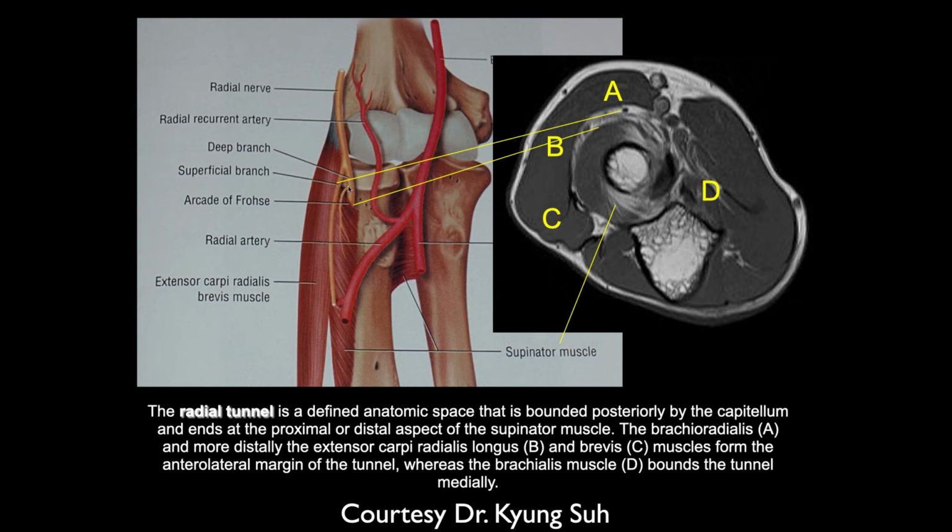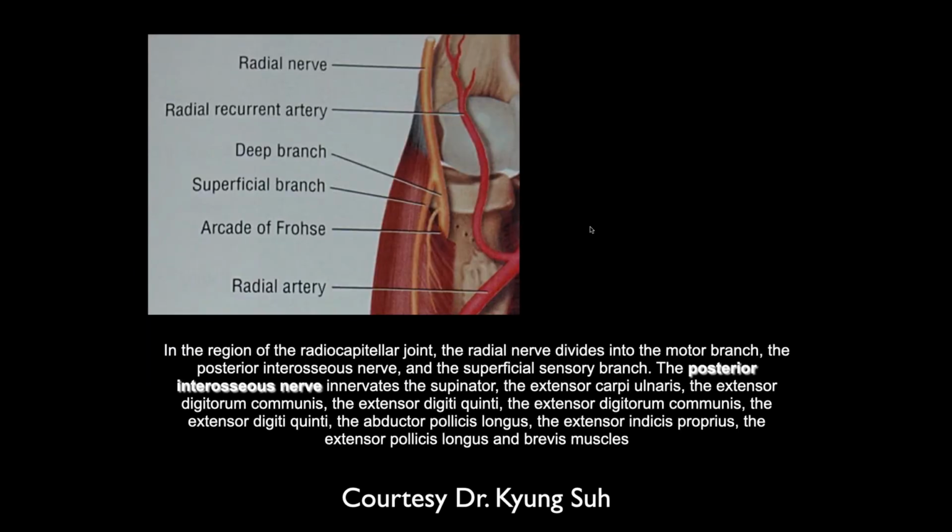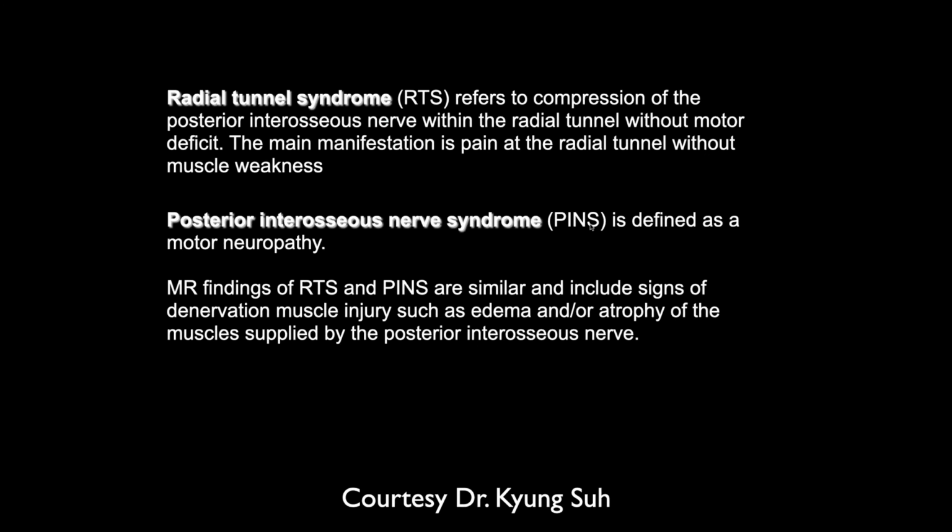Another example, the artery also goes in this area. So this would be the arcade of Frohse in this area around the radial head. And again, we can see the abnormal supinator muscle in the branches.